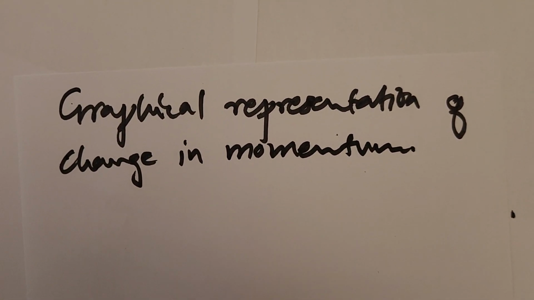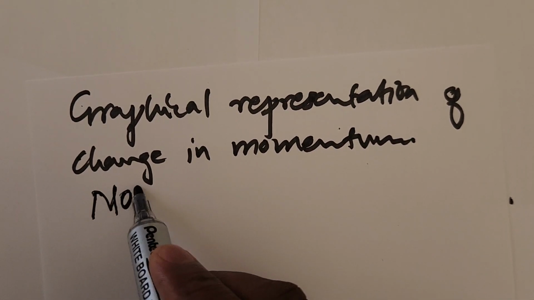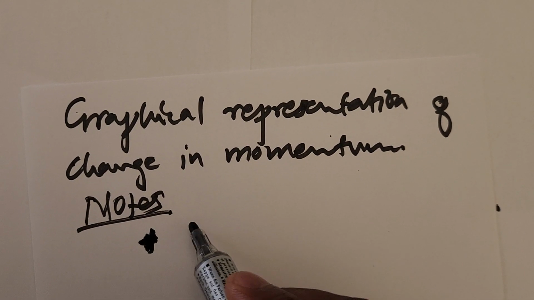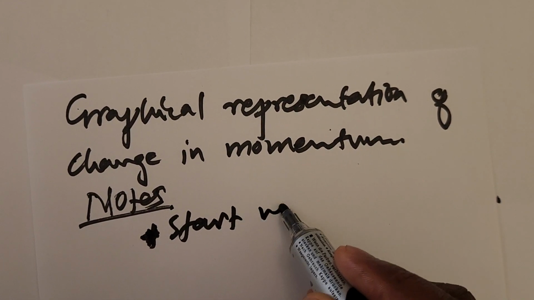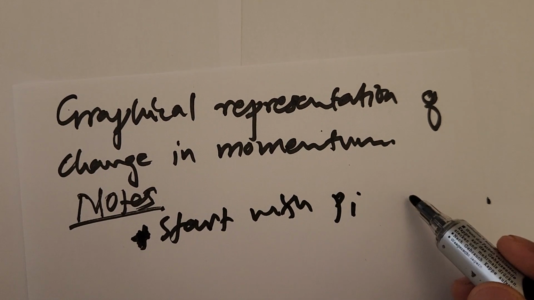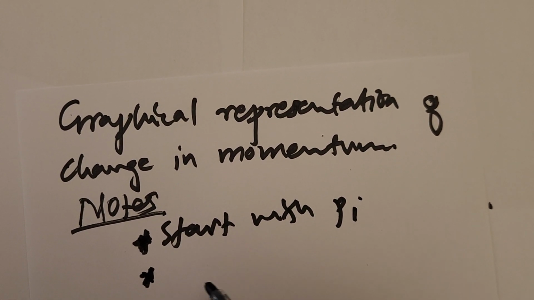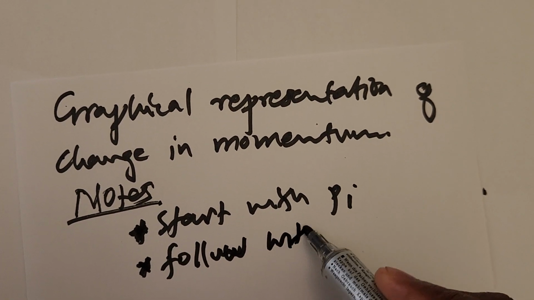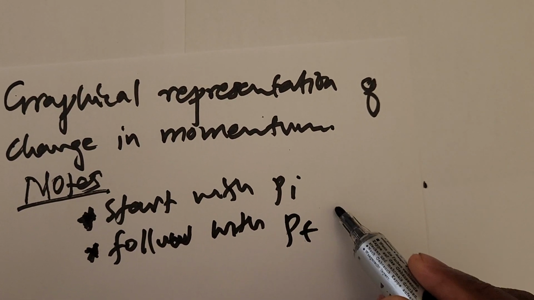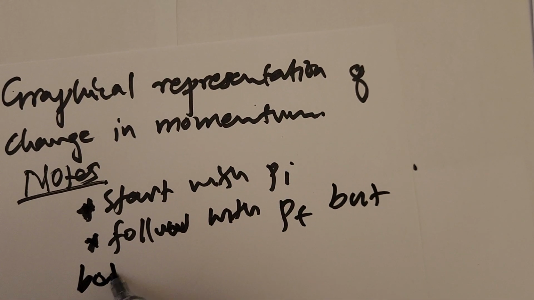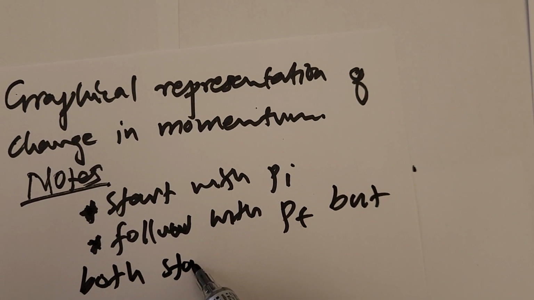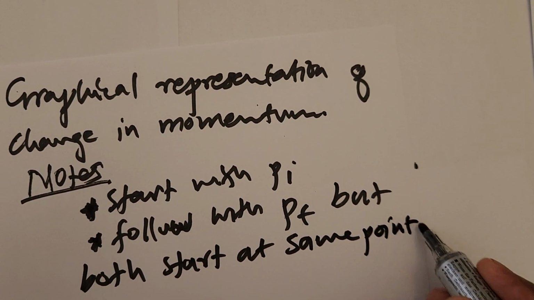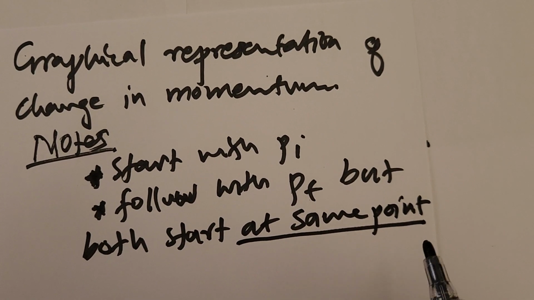Now, the easiest way in this case, these are the important notes if you want to make this section easy. First, make sure that you start with a PI, the initial momentum, PI. Secondly, follow with PF, but ensure that both start at the same point. Very important is that one, at the same point. If they don't start at the same point, we'll become confused. They have to start at the same point.